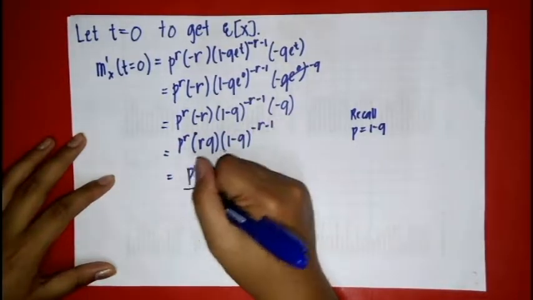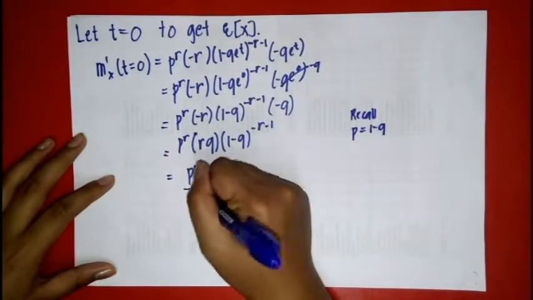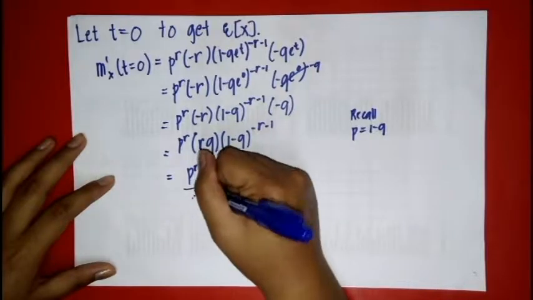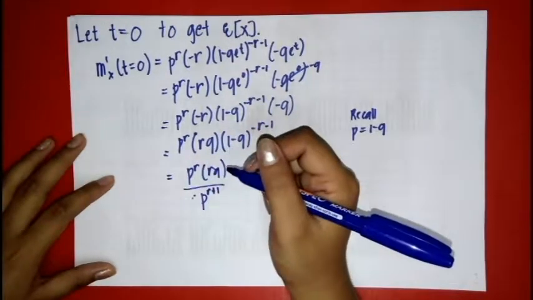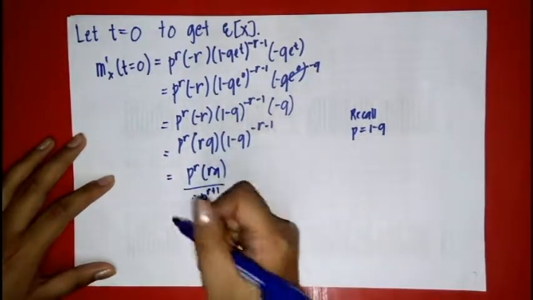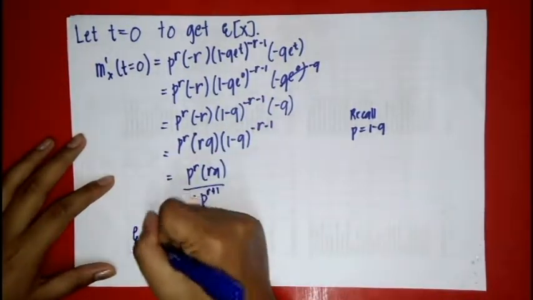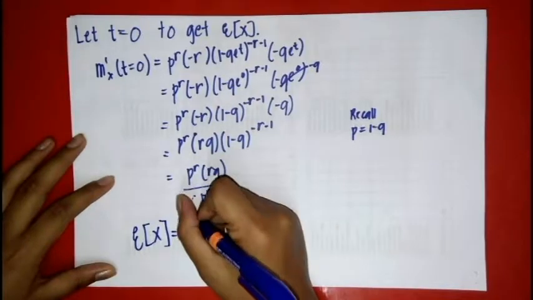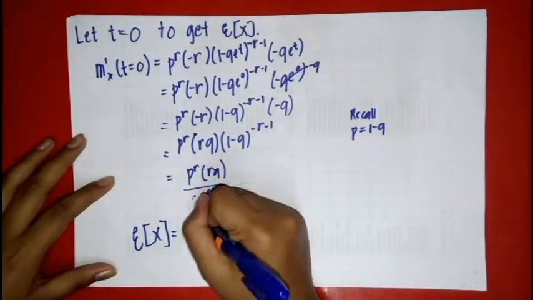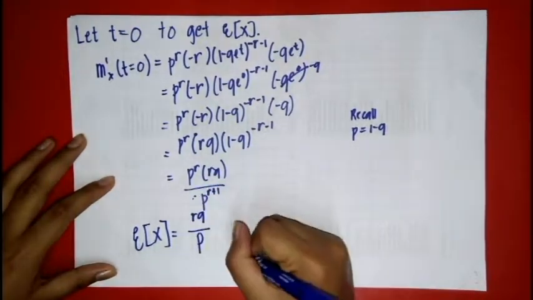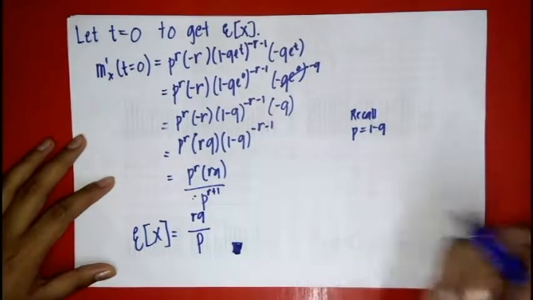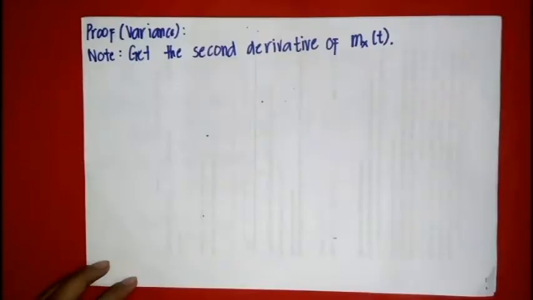So by the law of exponents, we have our expected value of x equal to r q over p.